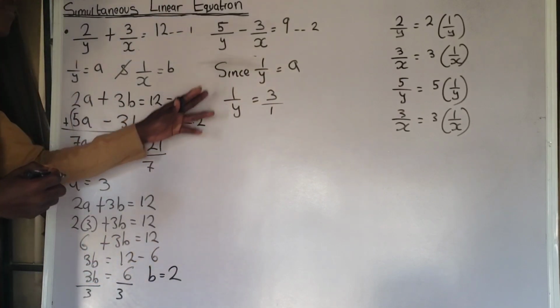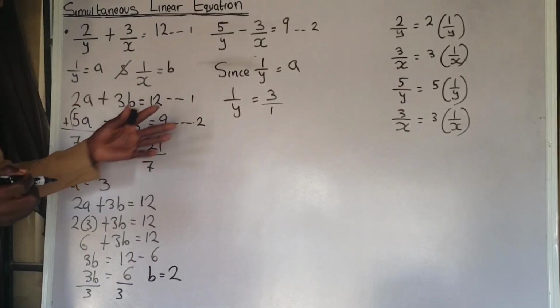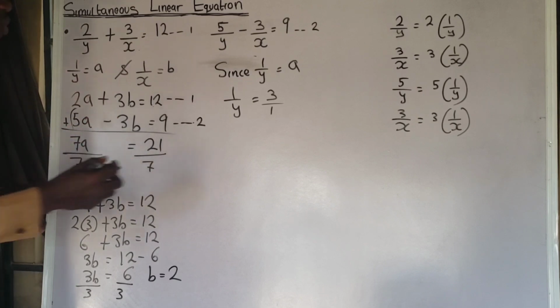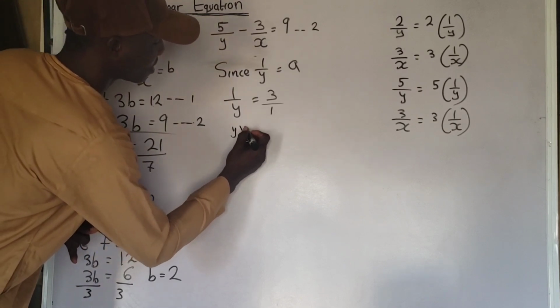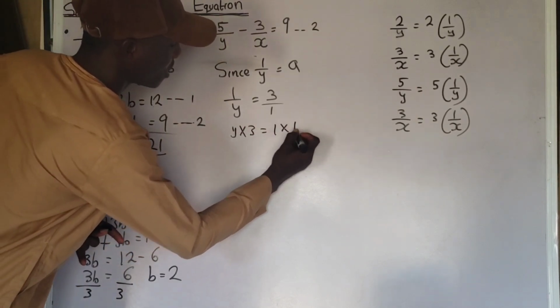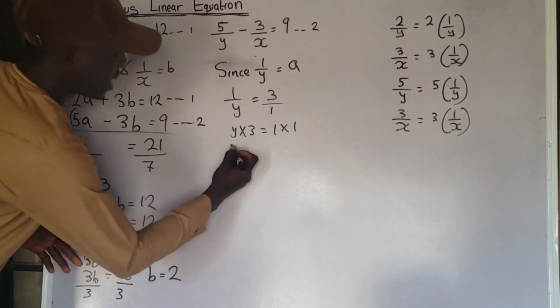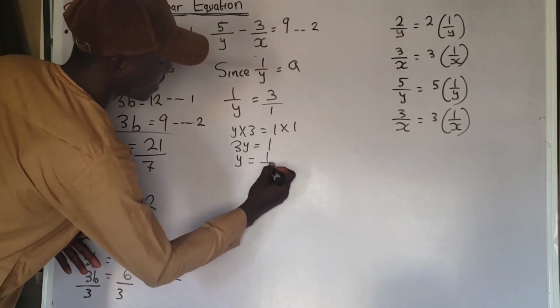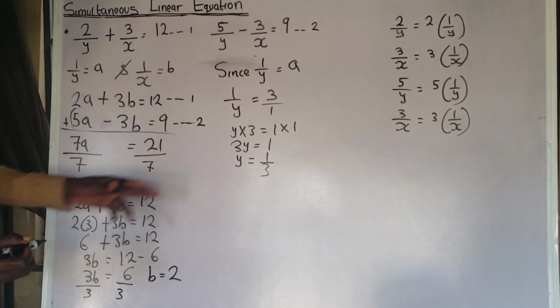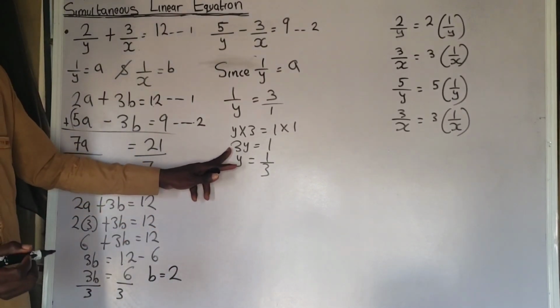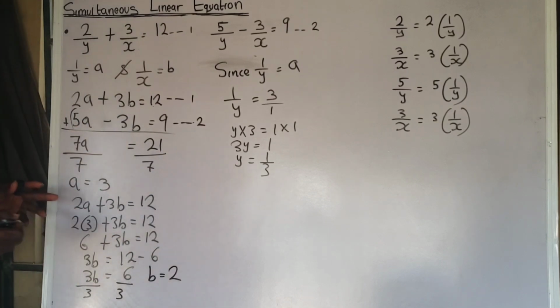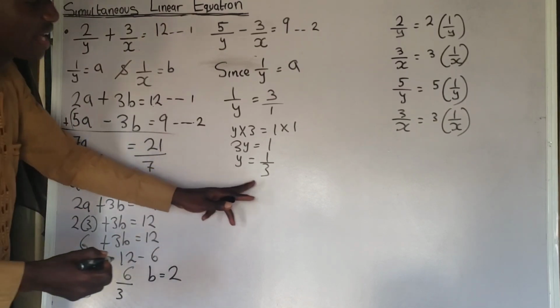Now, here I have two fractions which are separated by an equals to sign. I'm going to take the cross product. Do you understand? So I'm going to have y multiplied by 3 is equals to 1 multiplied by 1. Okay? For this, I'm going to have 3y is equals to 1. So y is equals to 1 over 3. You understand? Do you know what I did? I divide both sides by what? 3. Okay? So y is equals to what? 1 over 3. We have gotten the value of y as 1 over 3.